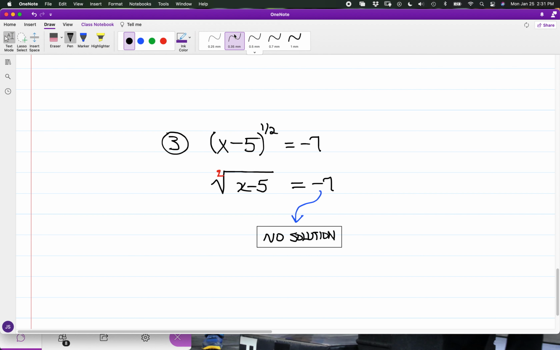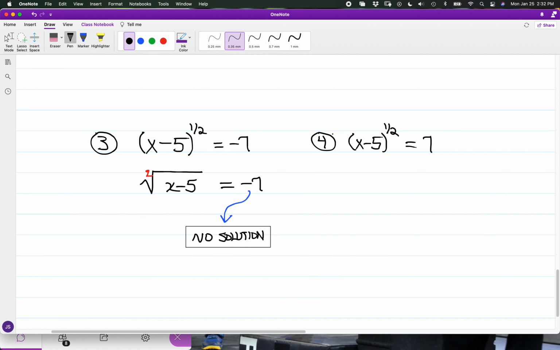But now, if we had, again, x minus 5 to the 1/2 equal to positive 7. Okay, again, just once again, so if I have the square root of x minus 5 equal to 7, now again, square root of x minus 5 cannot reduce to a negative, but it can reduce to a positive.